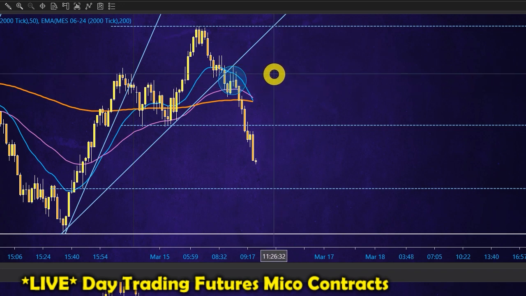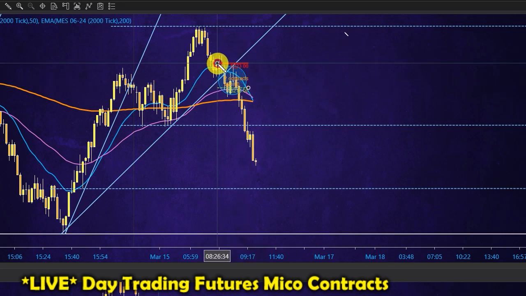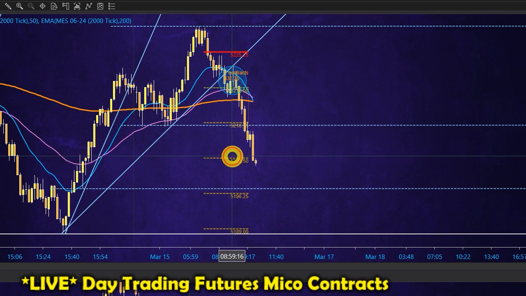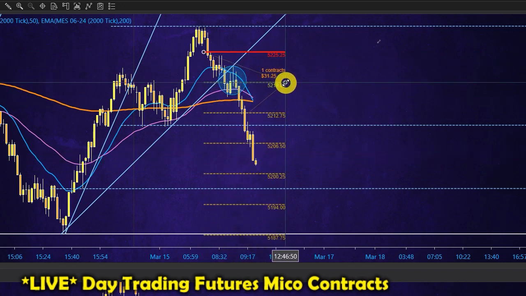Entrance could have been, probably would enter somewhere in this consolidation area, I ain't gonna lie. Probably would want my stop to be above that candle up there. So we'd already be almost at 2-to-1 on this thing. We would be at 2-to-1 on this right now.